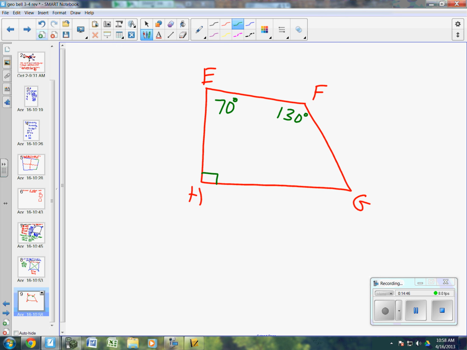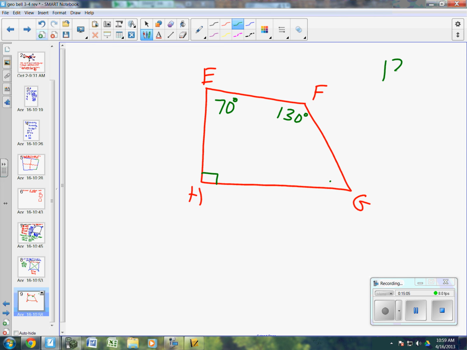Find the measure of angle G. Well, isn't G the only one I don't know, you guys? I know this one's 90. I know this one's 70. I know this one's 130. Can I find that one? What would I do? Add them all together and subtract from 360. Everybody do that.